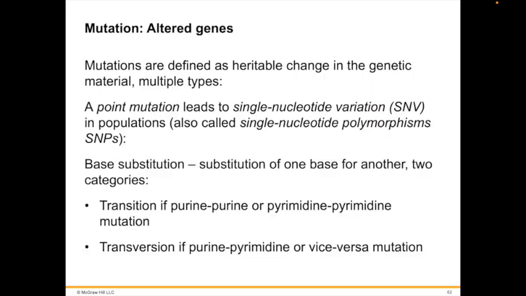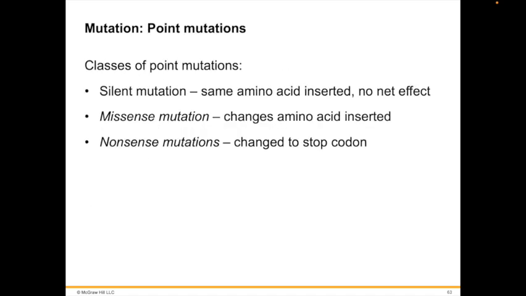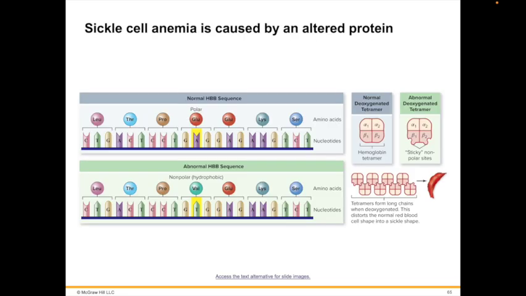The term mutation is defined as a heritable change to the genetic material. Traditionally, this was detected by a change in phenotype, but now, in the age of genome sequences, mutations can be detected in the DNA. Changing a single base in a gene can have profound consequences, for example in sickle cell anemia. Is that shown here? It is.